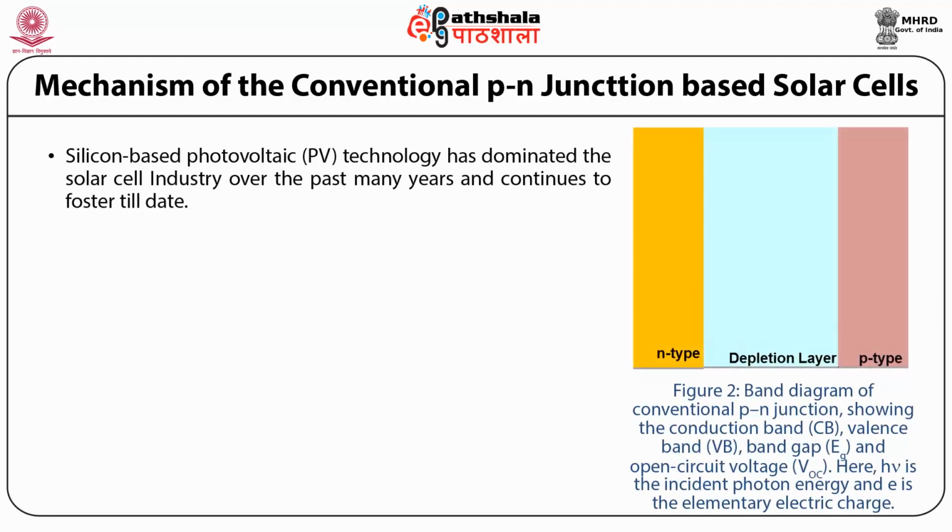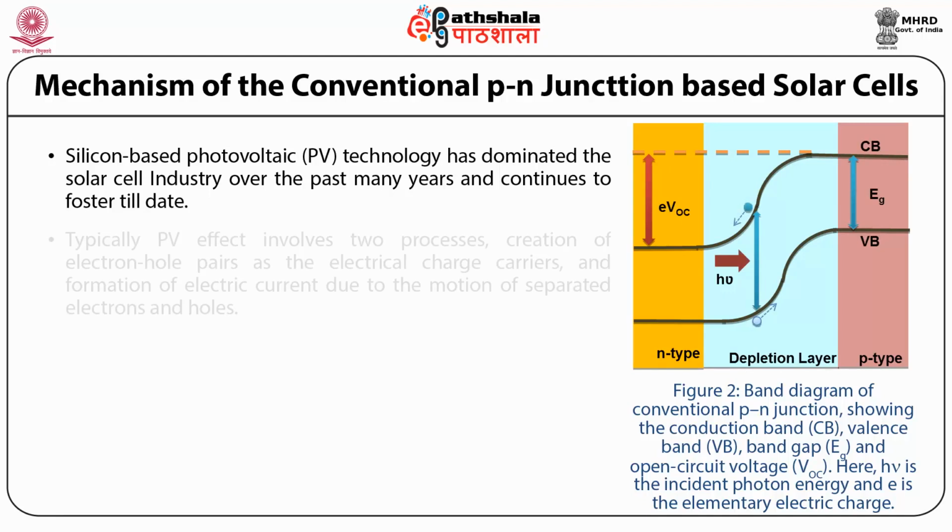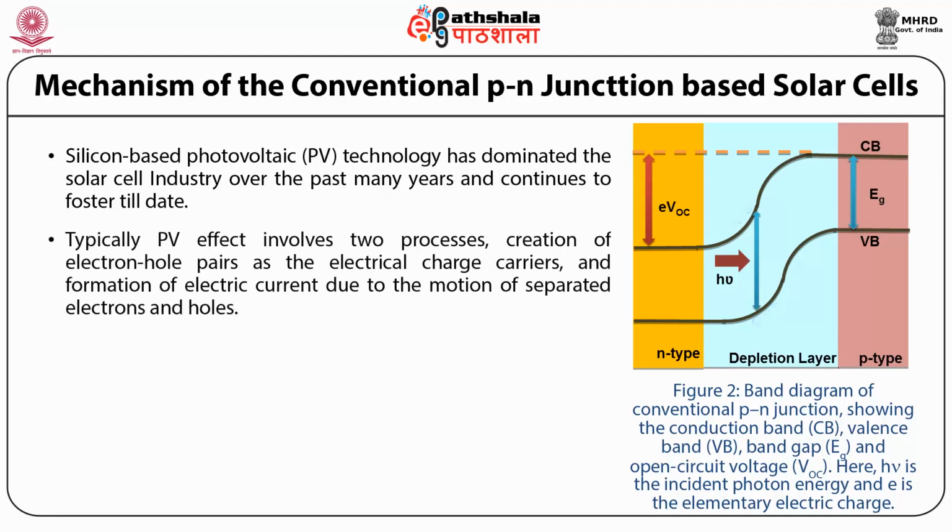Silicon based photovoltaic technology has dominated the solar cell industry over the past many years and continues to foster till date. Typically, photovoltaic effect involves two processes. Number 1, creation of electron hole pairs as the electrical charge carriers and formation of electric current due to the motion of separated electrons and holes.